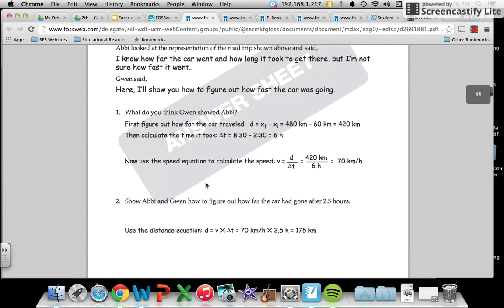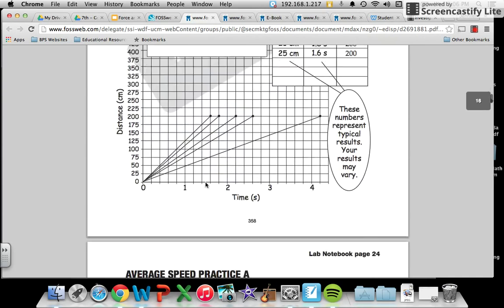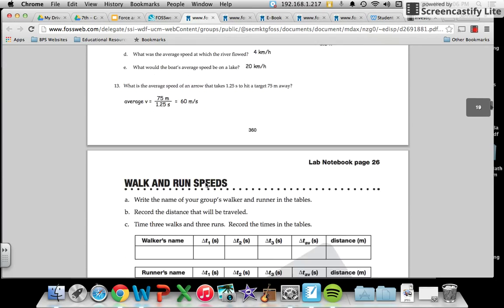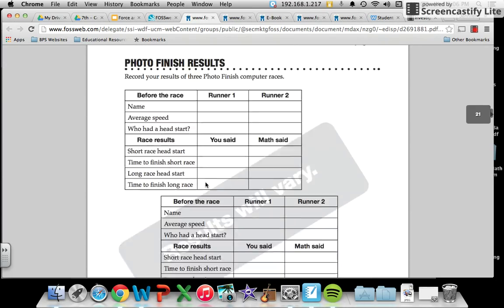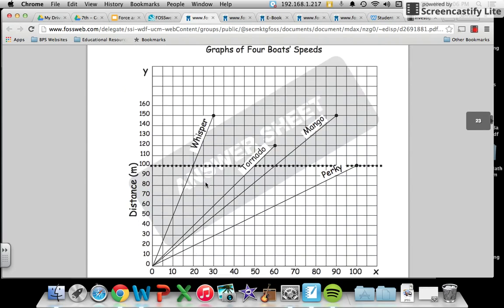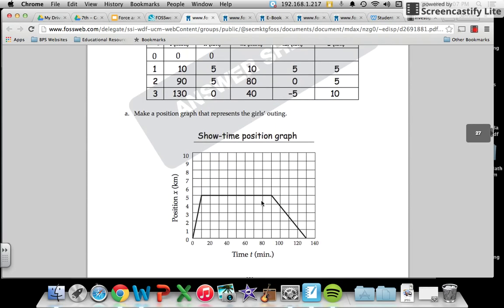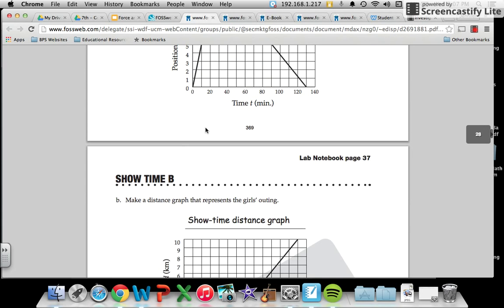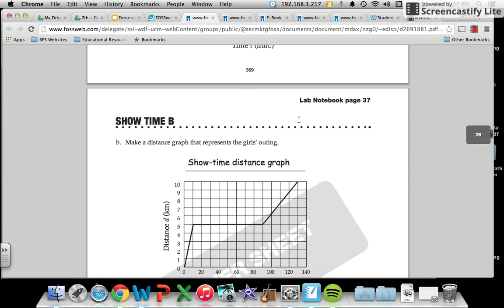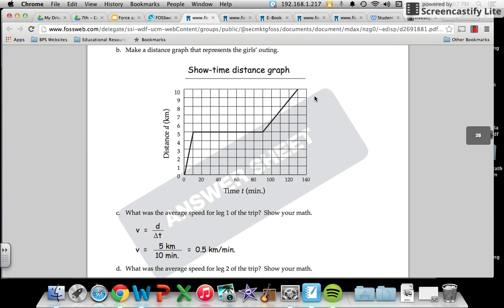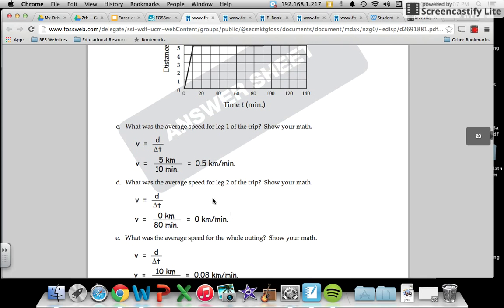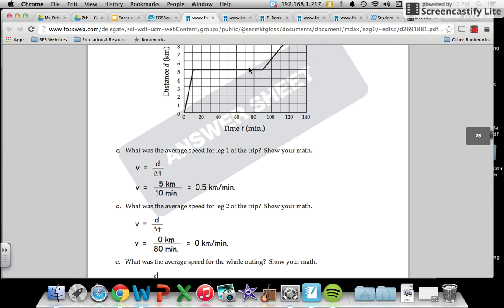So in investigation four, we were just talking about them noticing the difference between a position graph and a distance graph, and they have practice here. So here's your position graph, and you'll notice they started at home and went home, and then here is your distance graph. And with this, the main idea of D is that this is a straight line, so they're not moving.